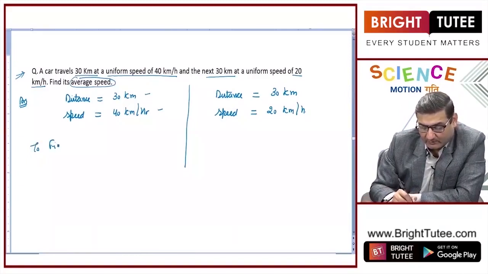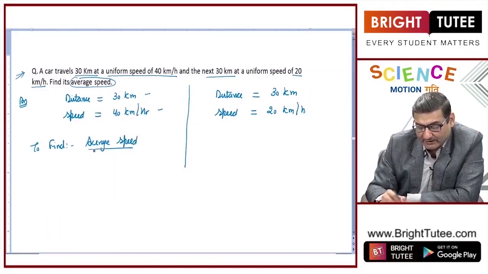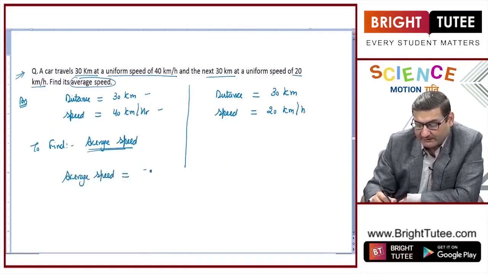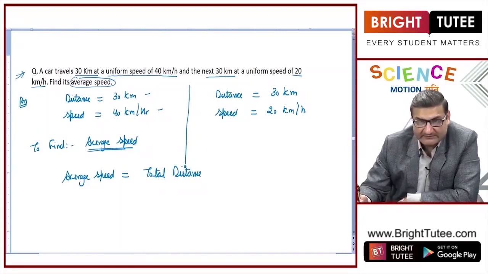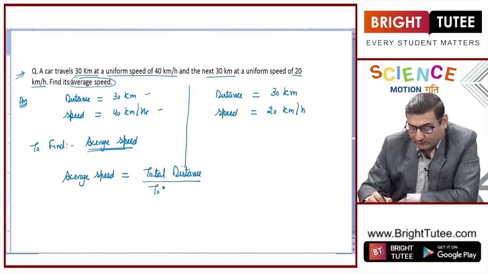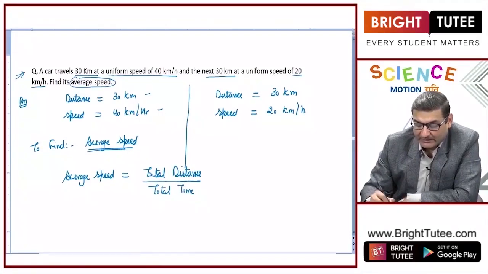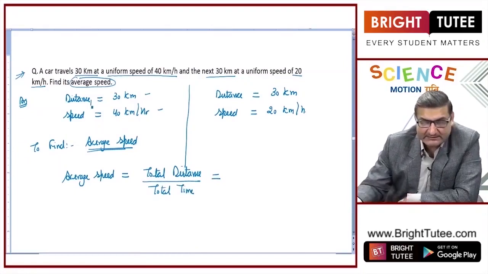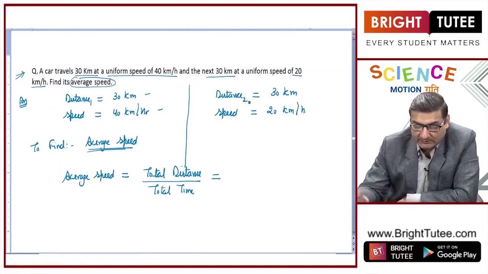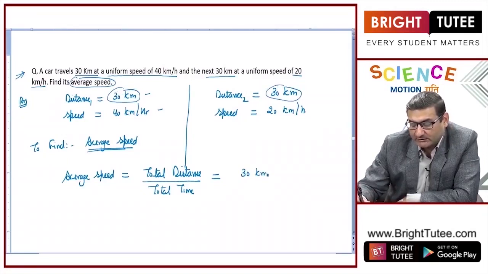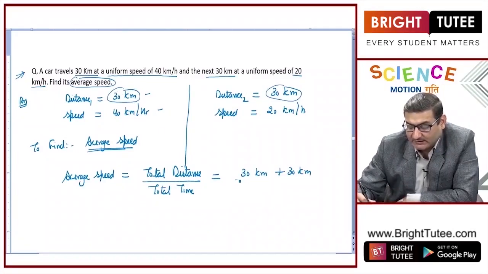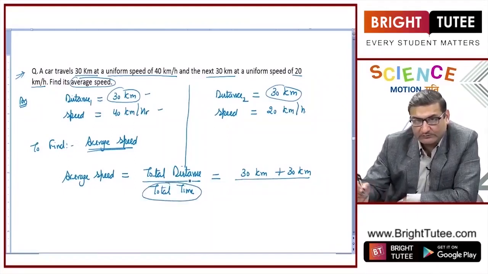To find the average speed, I must know the formula of average speed. The average speed is calculated by the formula total distance travelled by the object, in this case a car, divided by total time taken. The total distance: initially it travelled 30 kilometers and next also 30 kilometers. So I have 30 kilometers plus 30 kilometers divided by the time, which I don't know.